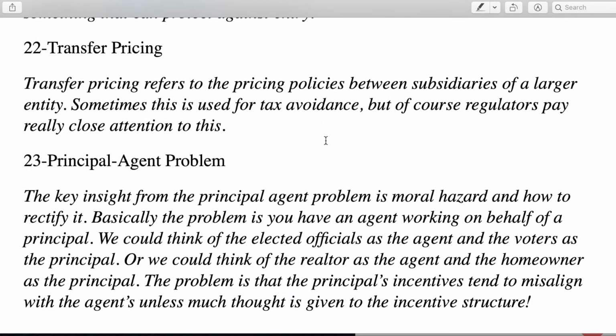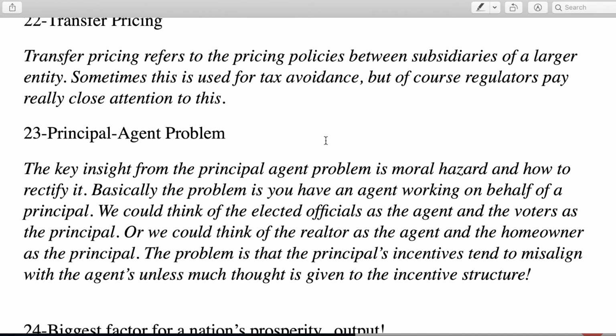All right, so transfer pricing. Transfer pricing refers to pricing policies between subsidiaries of a larger entity. The basic idea with transfer pricing is you've got some inputs that you're providing, and then you have to make a determination of what price to sell them at to the different subsidiaries. And the reason why there's kind of an issue is because this can be used for tax avoidance. Of course, regulators are going to pay heightened attention to stuff like this.